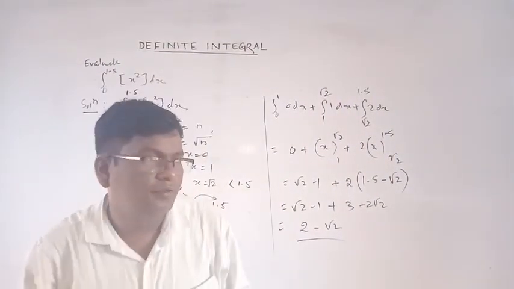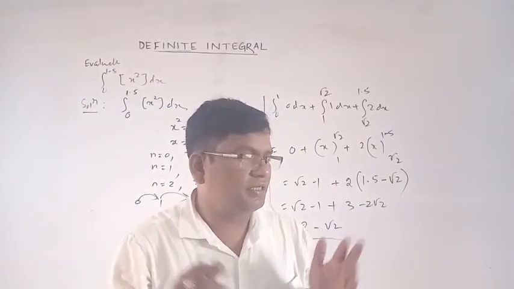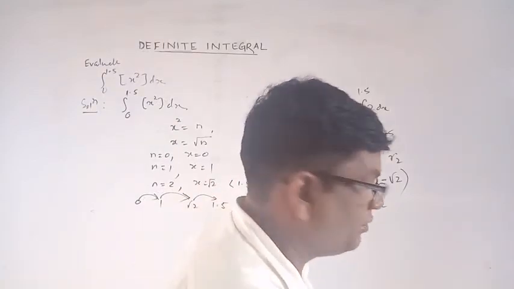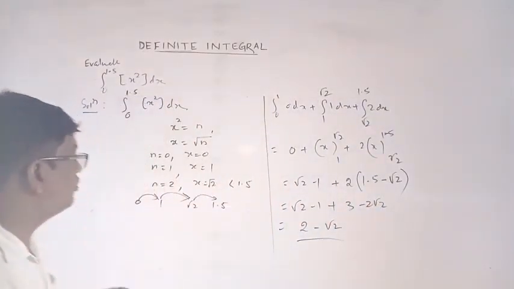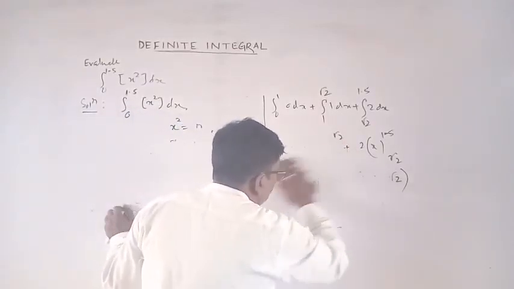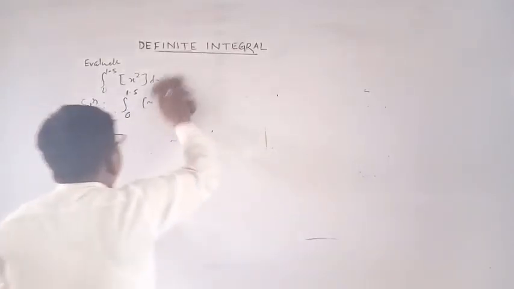These are the elementary properties, problem based. Now some more properties: properties 1, 2, 3 are over. Now property number 4.